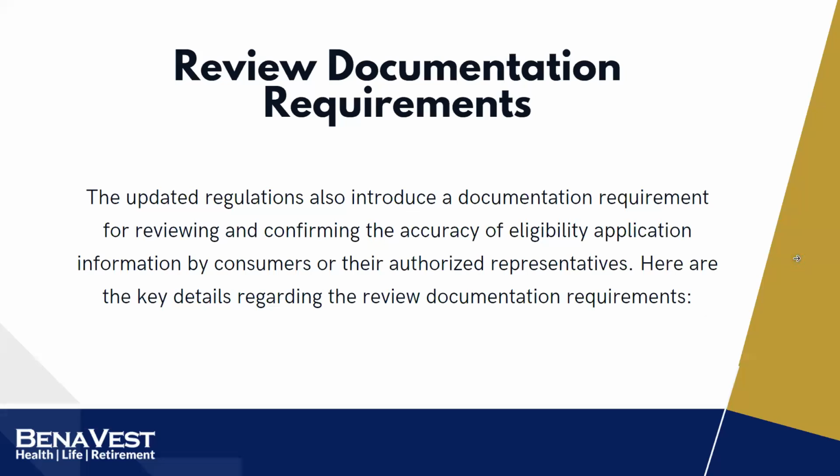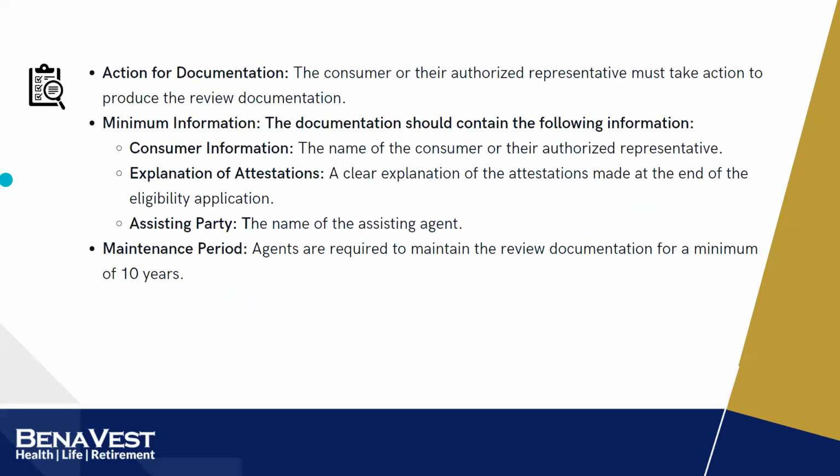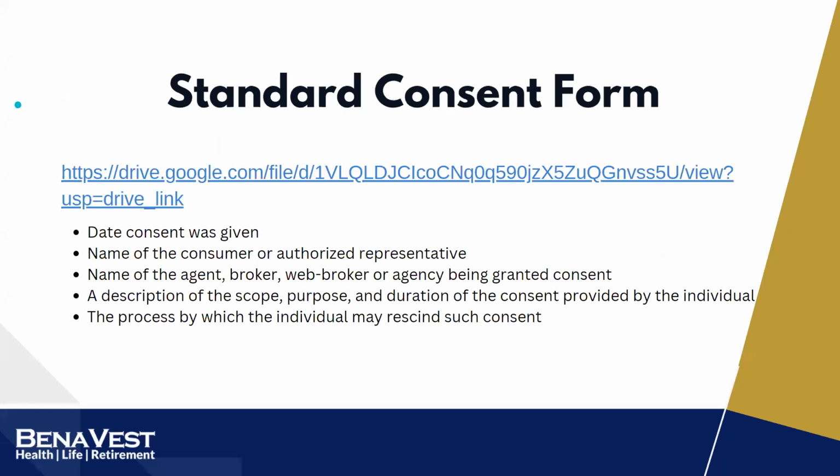Below, I'm going to go over the required documents for that. So everything here is pretty similar to the other consent. So their name, a clear explanation of the attestations made at the end of the eligibility application, and then agent name, the person assisting them, and again, 10 years. So this consent can be combined with the other consent. Standard consent form, I'm going to go over that.